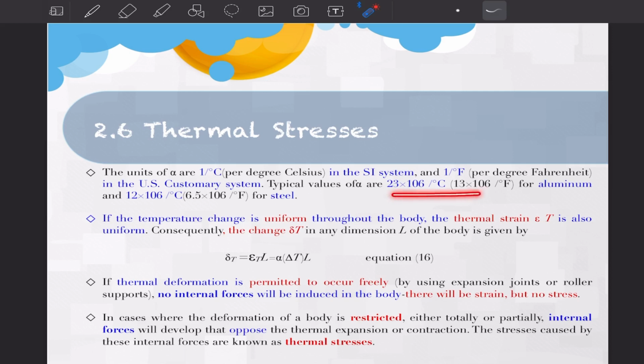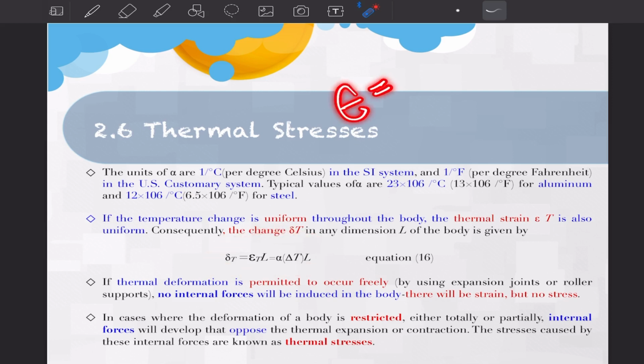These are the typical values for alpha, for aluminum, and for steel. By the way, kani siya is 10 to the power of negative 6 na siya. If the temperature change is uniform throughout the body, the thermal strain is also uniform. Consequently, the change in dimension L of the body is given by this formula.